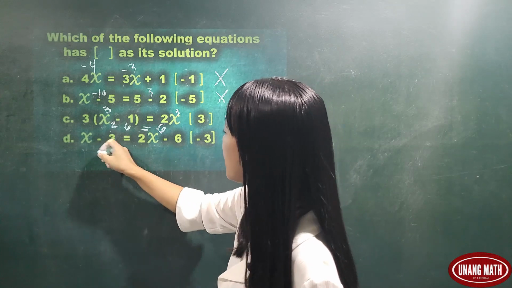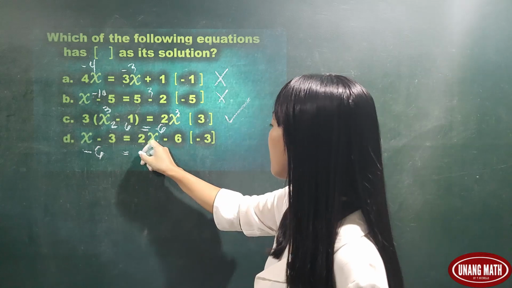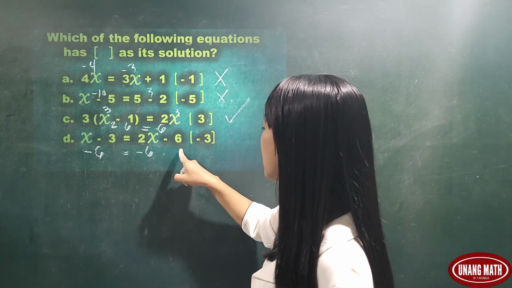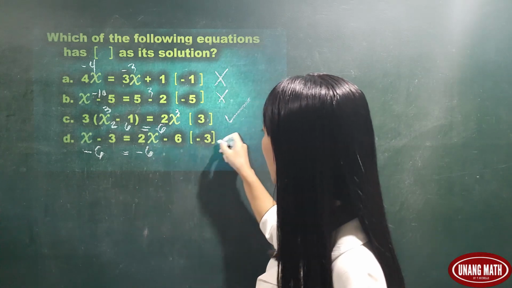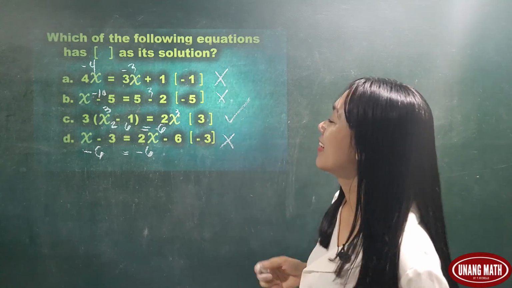Negative 3 minus 3 is negative 6. 2 times negative 3 is negative 6. So negative 6 plus 6, negative 12. So this is not correct. So the answer to this problem is letter C.